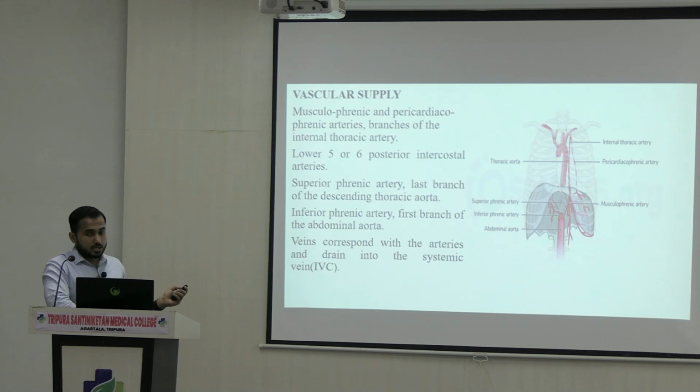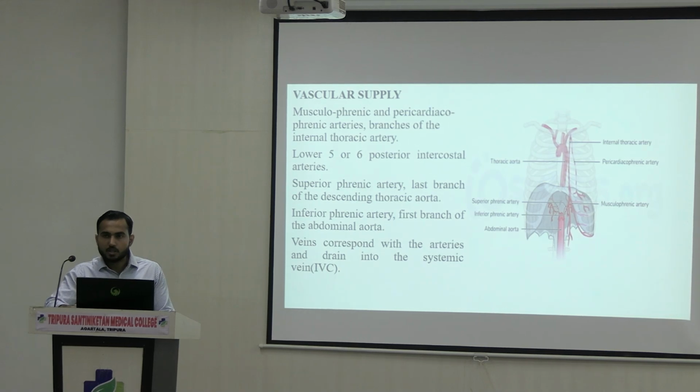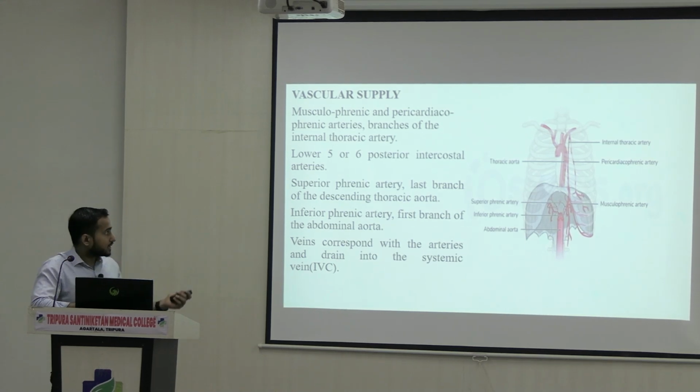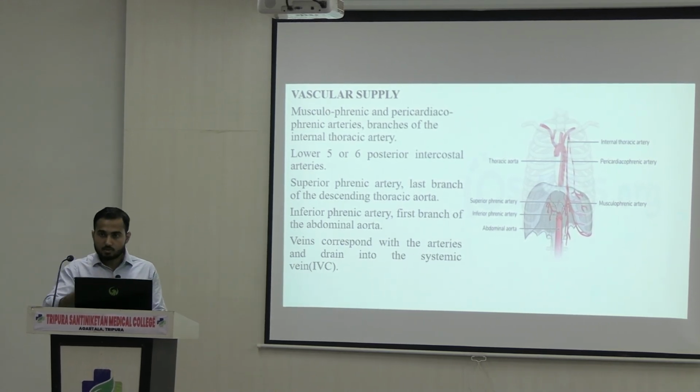Okay. Next is the blood supply of the diaphragm. So diaphragm is a skeletal muscle. That means it needs blood supply and nerve supply. So what do you think will be the blood supply? Mainly two sources are supplying blood to the diaphragm. What are they? These are the musculophrenic artery and pericardiophrenic artery. These are the branches of internal thoracic artery.